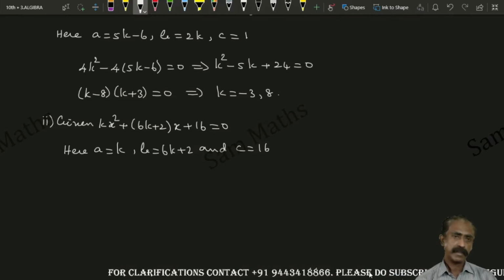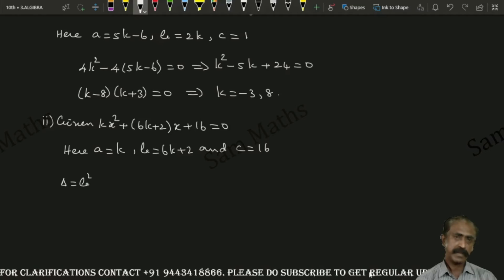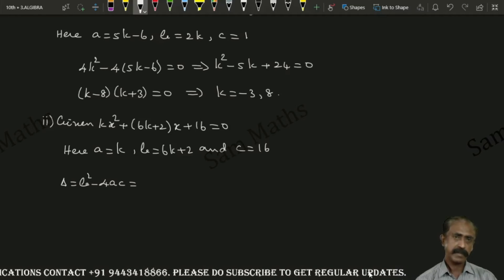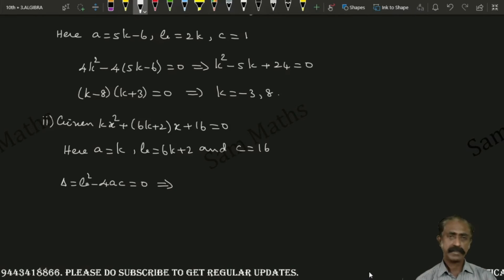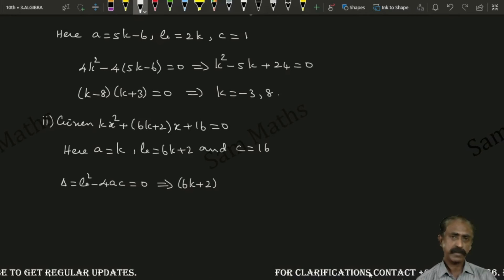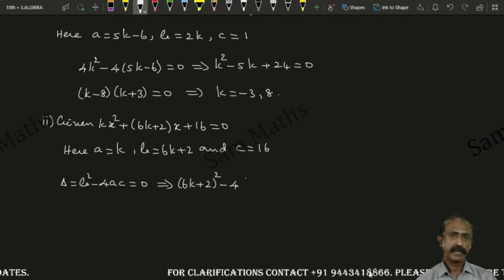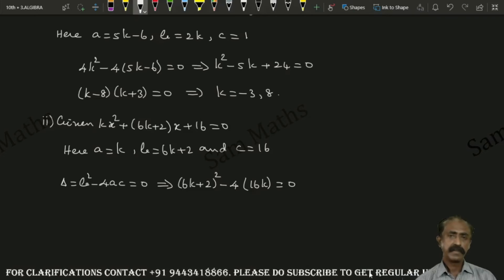Here I am using the condition directly. Delta is equal to b square minus 4ac equal to 0, which implies you should write the reason since the roots are real and equal. B square value, that is 6k plus 2 the whole square minus 4 into a into c, that is 16k, equal to 0. Here you can divide throughout by 4.